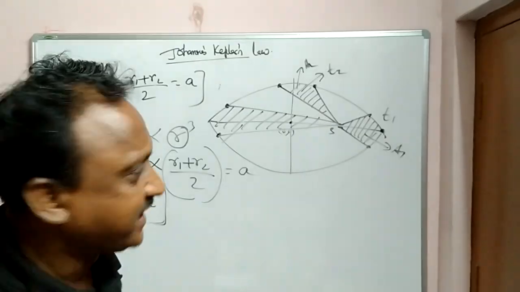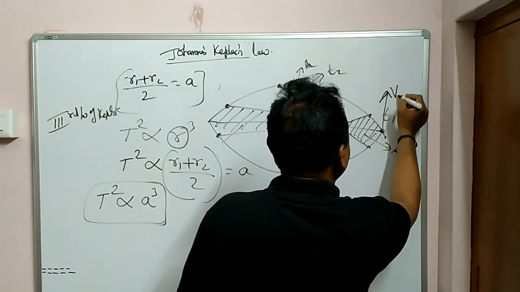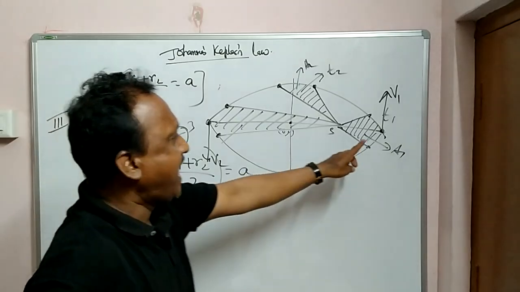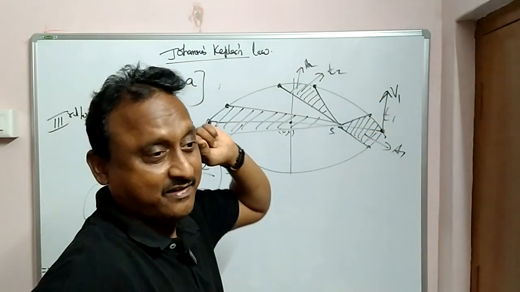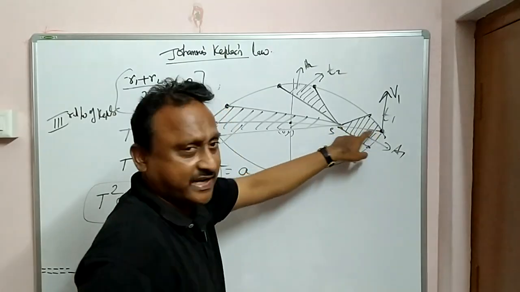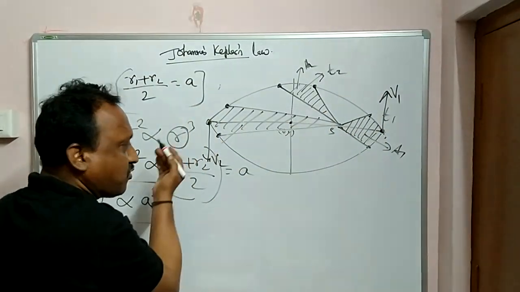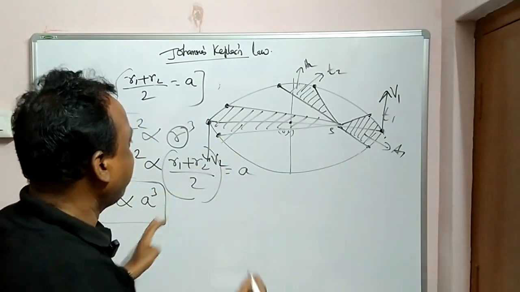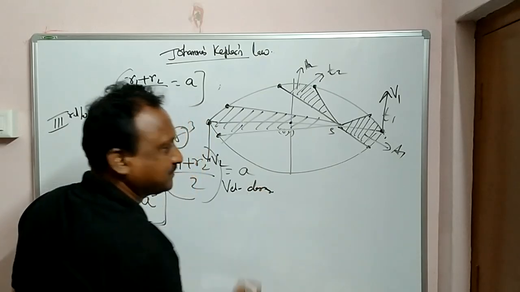The questions asked here will also be about velocities. When the planet is nearer to the sun, what happens to the velocity? More velocity. When it is nearer, the radius, the distance, is less, and it has more velocity. And when the planet is going away from the sun, the velocity decreases.